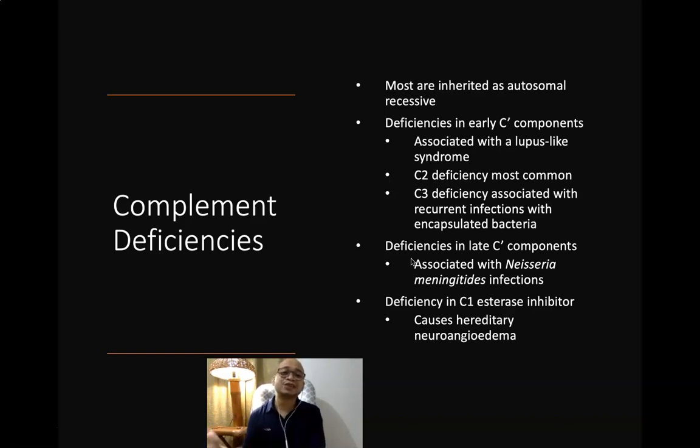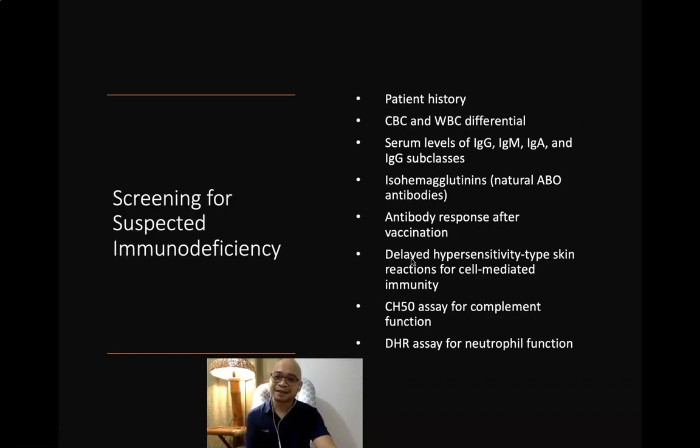C3 deficiency is associated with recurrent infection with encapsulated bacteria. Why? Again, complement would have the ability to cause their cytolysis. So without enough C3, you'll not have enough guns of natural immunity to fight off pathogens. Okay? Such as, for example, Neisseria meningitidis. So deficiency in C1 esterase inhibitor may also cause hereditary angioedema.